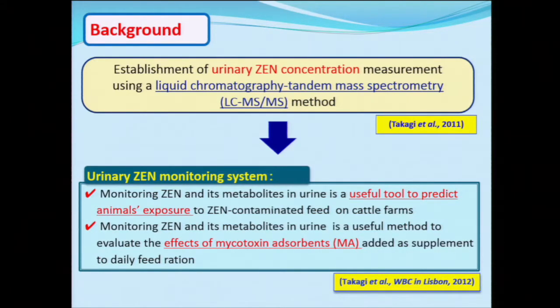In this experiment, we used the previously established method for measuring urinary Zen concentration with LC-MS. At the WBC in Lisbon, we reported for the first time that monitoring urinary concentration of Zen and its metabolites is a useful tool to predict animals' exposure to Zen-contaminated feed on cattle farms. Additionally, the monitoring is a useful method for evaluating the effects of mycotoxin adsorbent, which can be added as a supplement to the dietary feed of cattle.